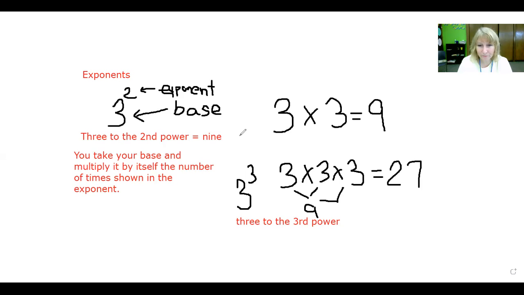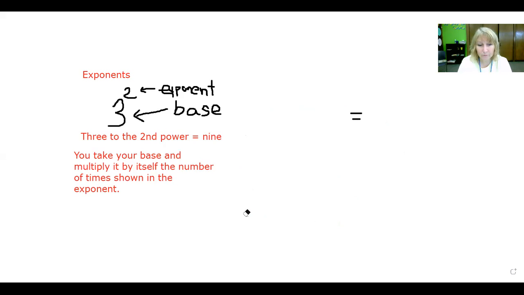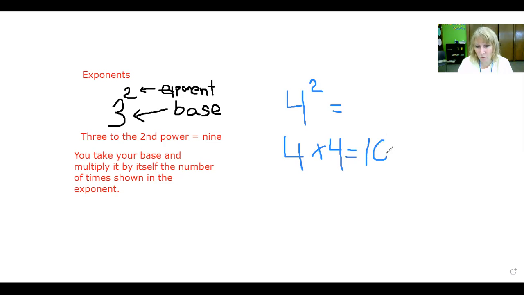Let's try a few more. Let's try, change colors here. I want to do blue. Okay, let's try 4 to the second power. What would 4 to the second power equal? Well, it's the base times itself. How many times? Well, in our case, this time it's twice, right? Because there's a little 2 for your exponent. So what is 4 times 4? 16. So 4 to the second power equals 16.